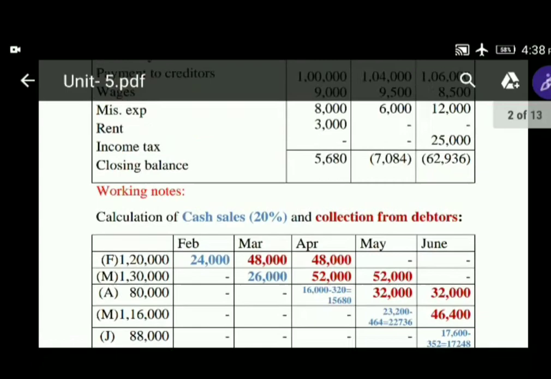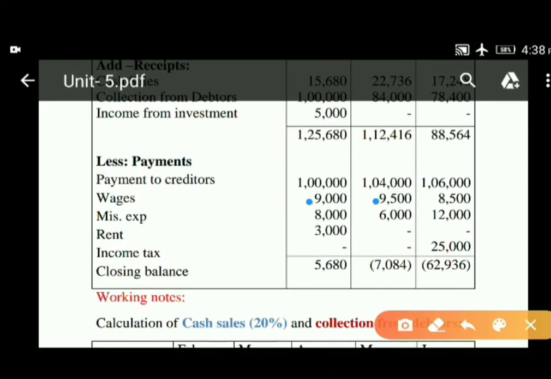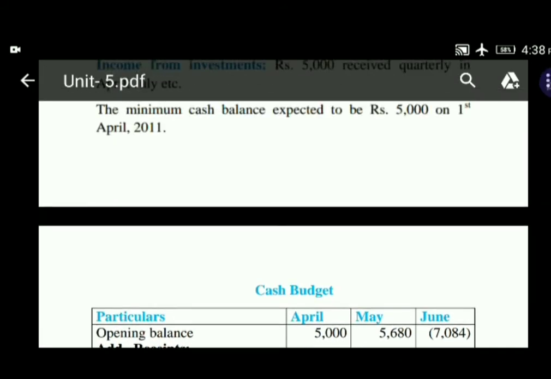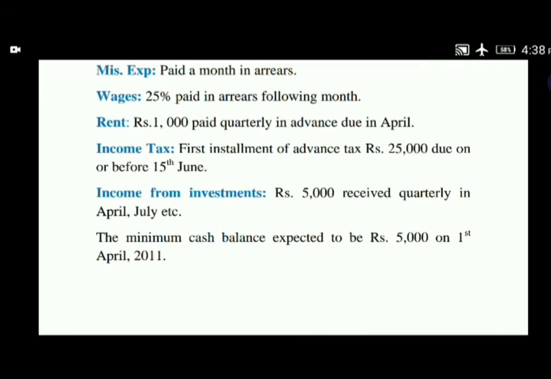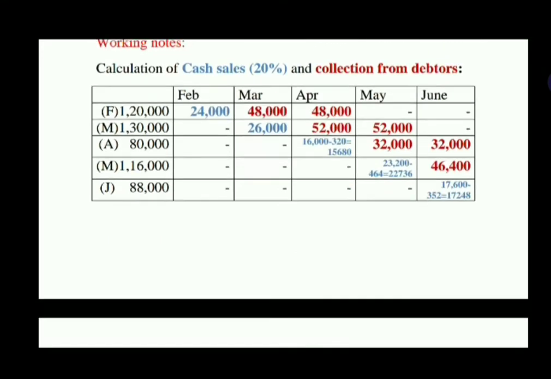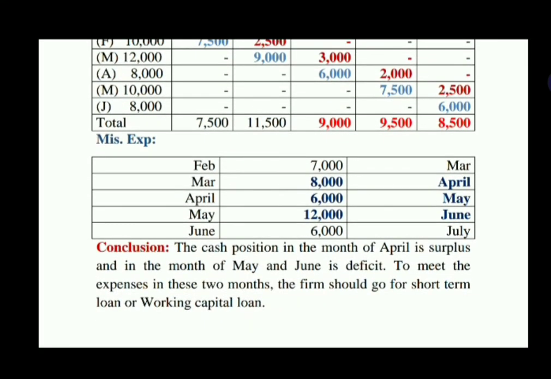Wages: 9,000, 9,500 and 8,500. And next, miscellaneous expenses. Regarding the miscellaneous expenses, what is the adjustment? Paid a month in arrears. So that is 1 month delay. Miscellaneous expenses, like purchases, have a 1 month delay.